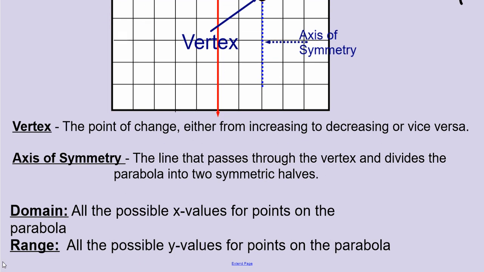As always, our domain is the set of all x values for points that occur on my parabola. For parabolas, it's always going to be all real numbers because these graphs go all the way to the left and all the way to the right. My range is the set of all possible y values, and that will not be all real numbers because these graphs either are going up or down, so there are some values of y that it will not get. We'll deal with specific cases when we get to them, but just recall, domain and range are what they've always been. Domain is the set of all possible x values that occur on the graph, and the range is the set of all possible y values that occur on the graph. Our graphs are parabolas in this case.